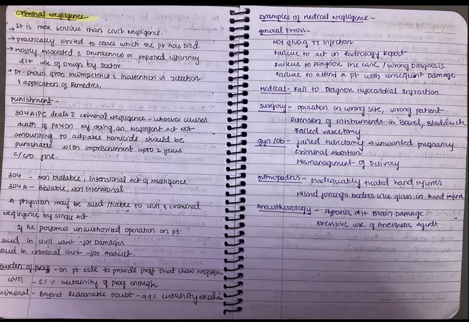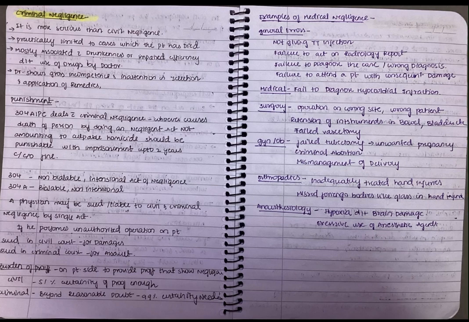It is mostly associated with drunkenness or impaired efficiency due to the usage of drugs. You can see in the movie Arjun Reddy, right? The doctor shows this gross incompetence, and just remember that scene where the doctor operates on the patient in Arjun Reddy. You can write this line: the doctor shows gross incompetence, inattention in selection and application of remedies. He doesn't know what he's doing, which puts the patient at severe risk. That is the criminal negligence, and it is punishable under the law.